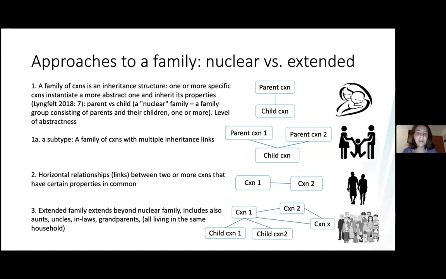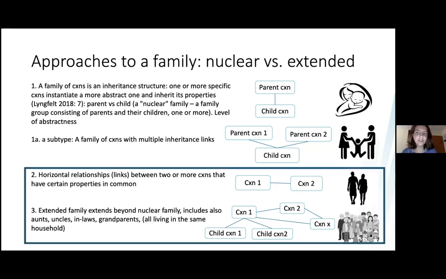And normally such parent-child cases would be found within a single family. However, when we talk about families of constructions, we focus rather on horizontal relationships between 2 or more constructions that have certain properties in common. First of all, semantic properties, but also structural. Mostly, we combine the approaches 1 and 2, and have in mind extended families that can include a nuclear family, but usually extend beyond that to non-immediate relatives, like constructions that are aunts, uncles, and in-laws, and so on.